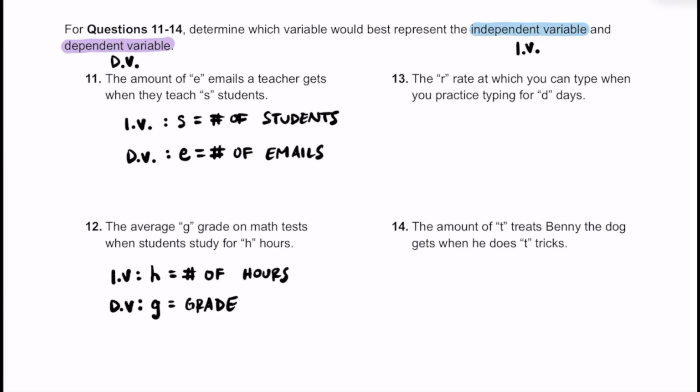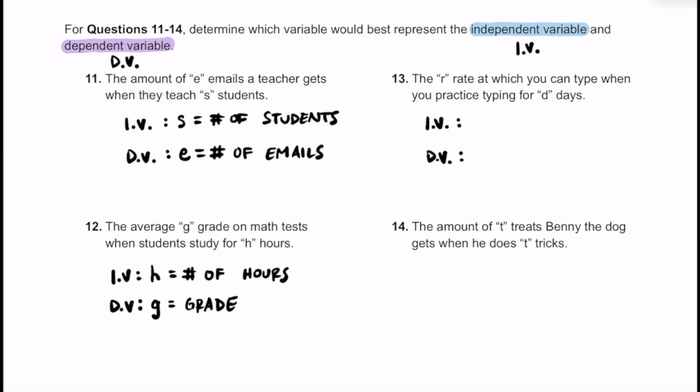For 13, we have R, the rate at which you can type when you practice typing for D days. So we have the independent variable and then we have the dependent variable. So for the independent variable, does the rate at which you type depend on how many days you practice, or does how many days you practice depend on the rate at which you can type?